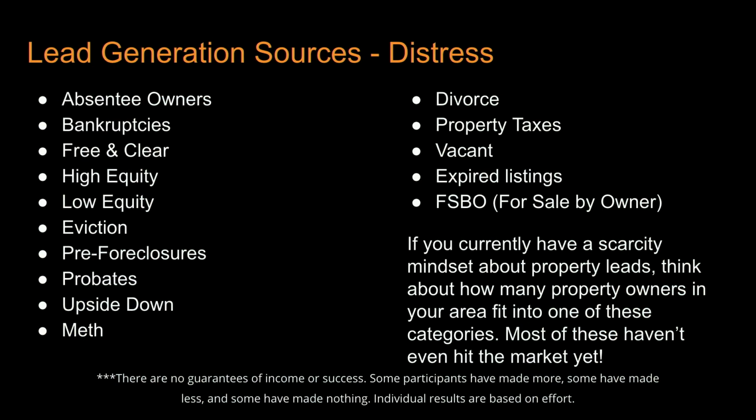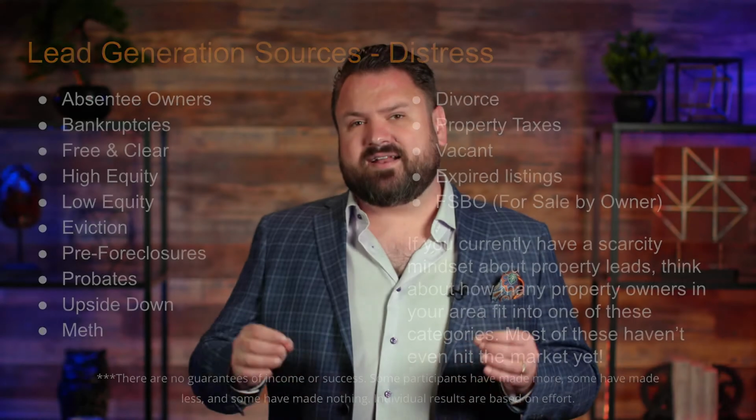So absentee owners, bankruptcies, free and clear houses, high equity houses, low equity houses, high rate of evictions, pre-foreclosures, probates, houses that are upside down on their mortgage, houses that are contaminated with meth, divorcing families, property tax delinquencies, vacancies, expired listings, for sale by owners. These are all great areas to look for potential rental properties. And a lot of times these are opportunities where the homeowner is in some sort of discomfort about their real estate and we can create that win-win scenario.